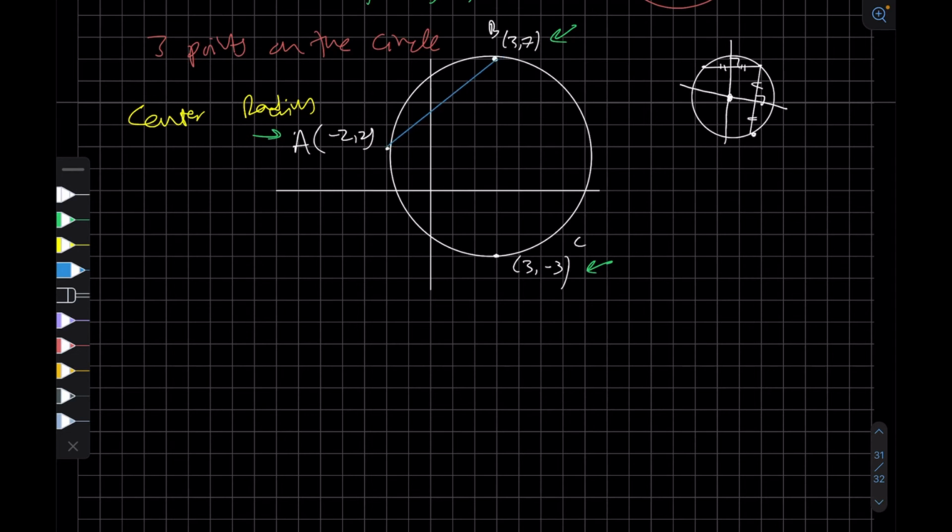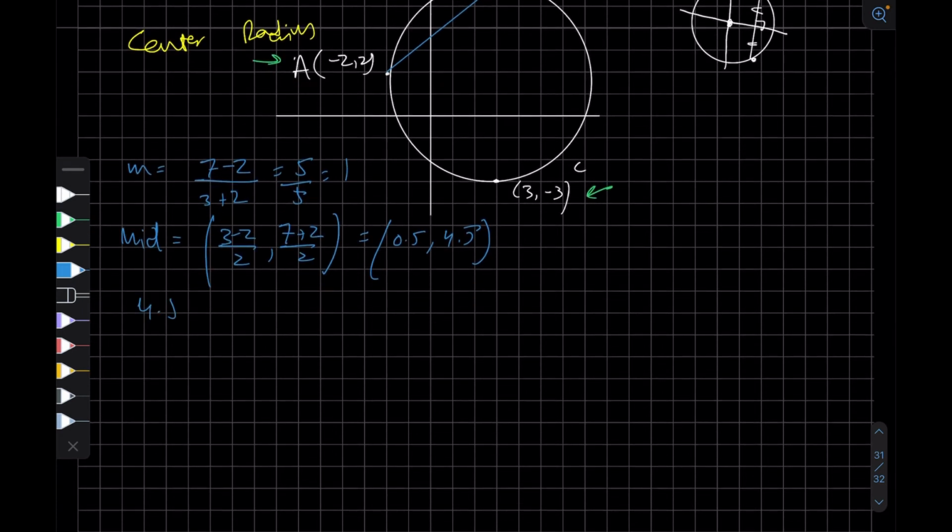So let's take AB first. The gradient will be y2 minus y1 over x2 minus x1, that will be 5 over 5, which is 1. The midpoint will be (3 minus 2) over 2 and (7 plus 2) over 2, which is 0.5 and 4.5. If we input it into the equation, 4.5 is 0.5 plus c, so c will turn out to be 4.